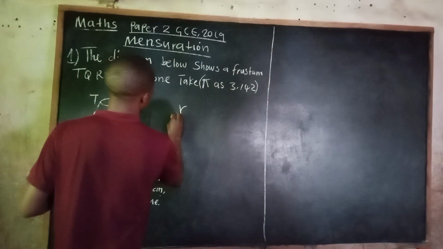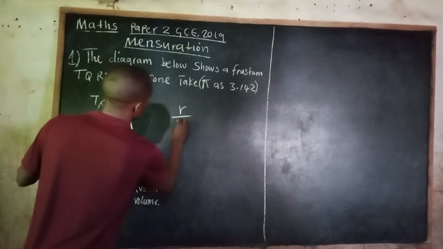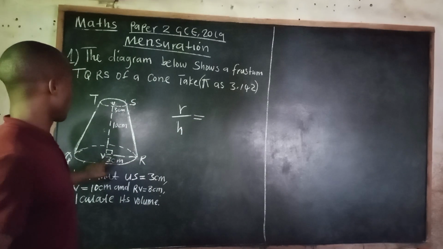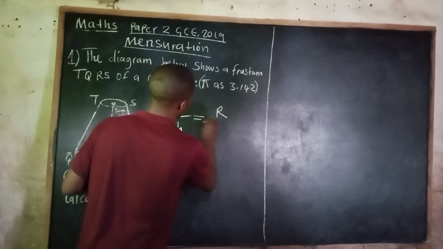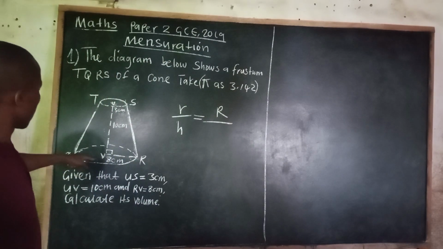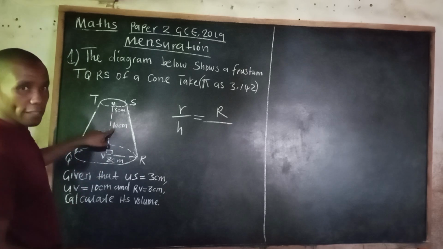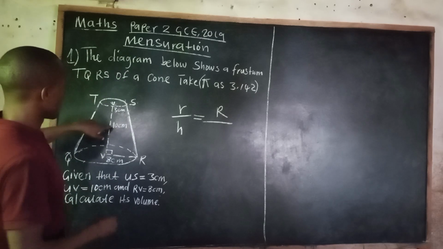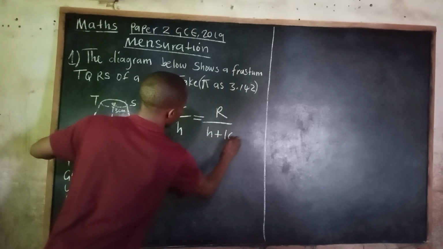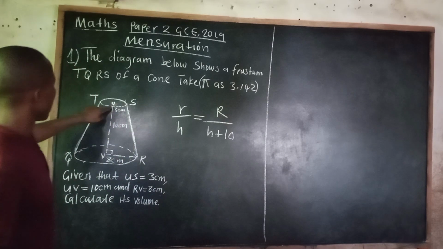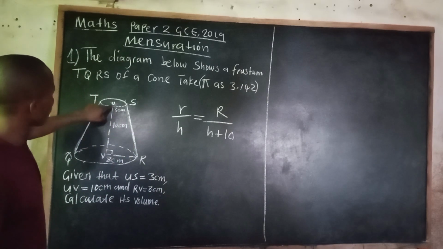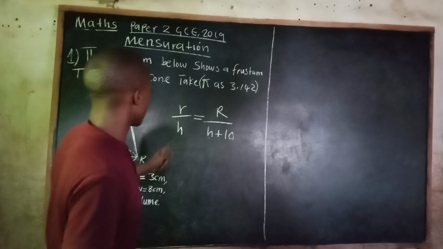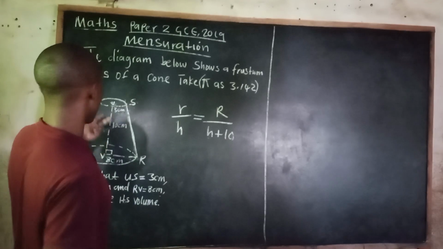So the small r over small h is equal to the radius of this big circle, which is the big R, over the height of the big cone. The height of the big circle is what? 10 centimeters. So now the whole height for the whole of this cone is going to be h plus 10. You don't just write 10 there, because this one just ends here. We don't know what is up there, so no wonder you have to write h plus 10. Then from there we can substitute according to the values that we have.